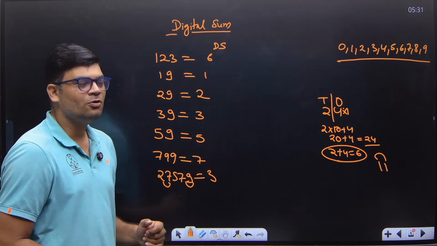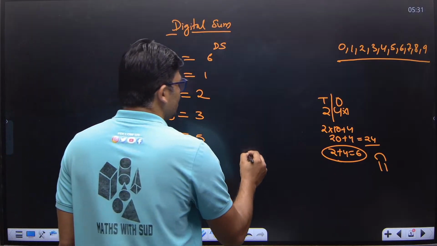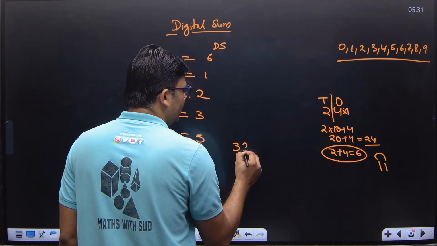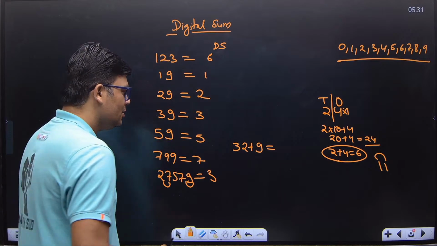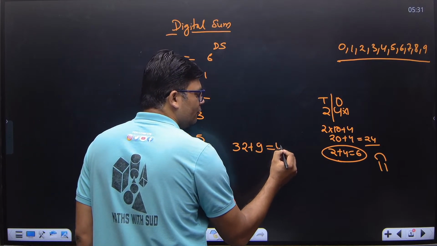And why is it so? You just check it out. Suppose I add a number 9 to any given number. So what is happening? See, what is the result? 41.